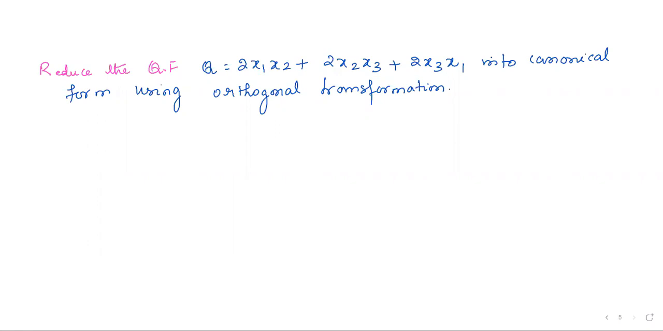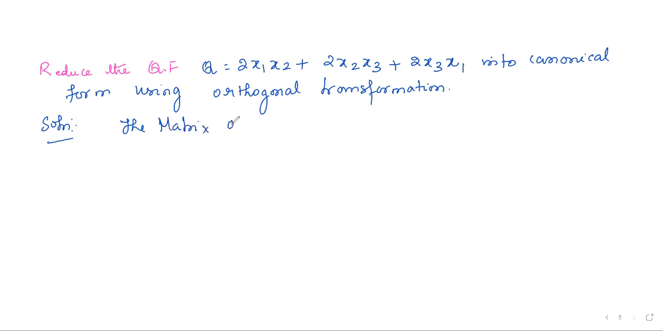Let us see the problem, how to reduce the quadratic form Q is equal to 2x1x2 plus 2x2x3 plus 2x3x1 into canonical form using orthogonal transformation. So the first step, you have to write down the matrix of the quadratic form.